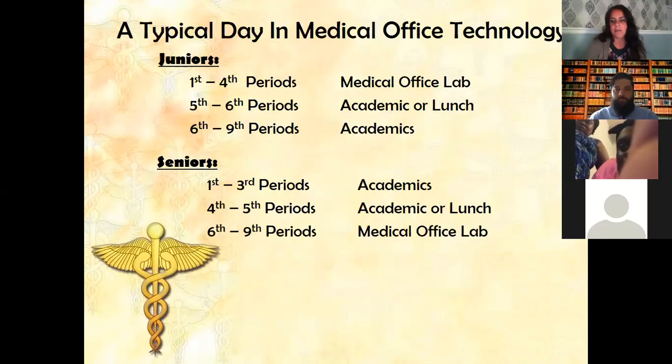Typical day for juniors, you're going to have your lab first through fourth period with me, and then you have an academic or a lunch fifth or sixth period, and then typically you have your academics in the afternoon. Senior year, your schedule is flip-flopped. You have your academics or study hall in the morning, and then lunch, and then you would have the medical office lab in the afternoon.